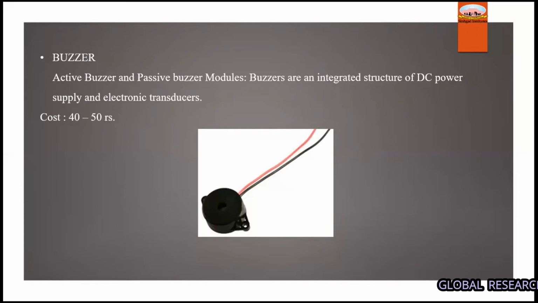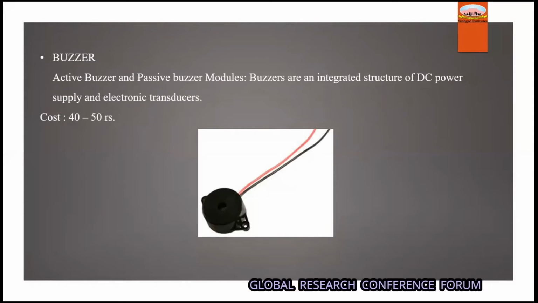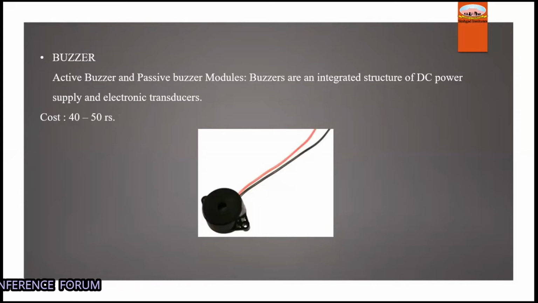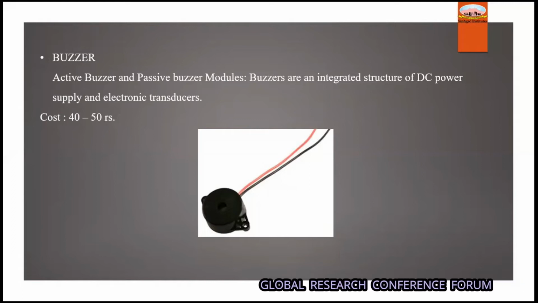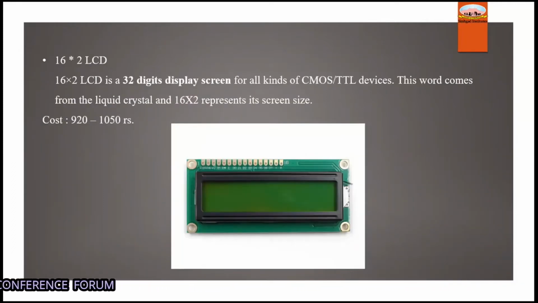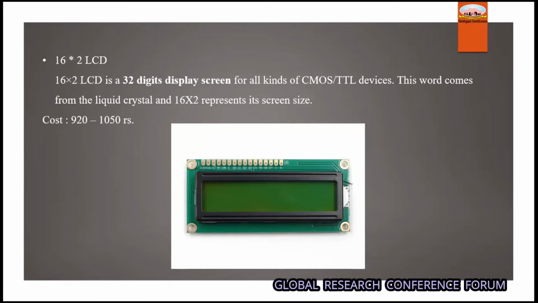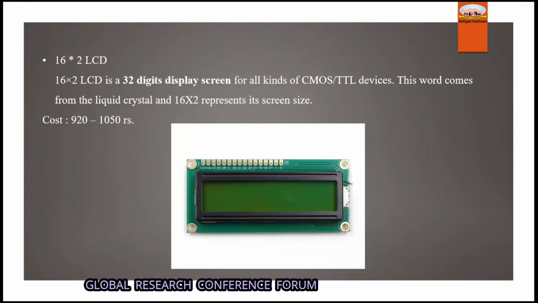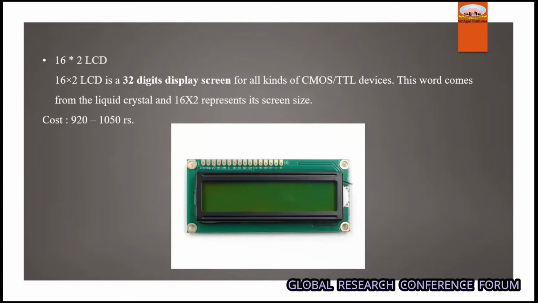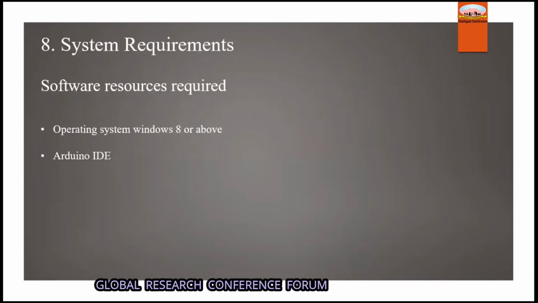Next is the buzzer, active buzzer and passive buzzer modules. Buzzers are an integrated structure of DC power supply and electronic transducers. Now this is the LCD. It is a 32-digit display screen for all kinds of CMOS and TTL devices. The word comes from liquid crystal, and 16 by 2 represents its screen size.